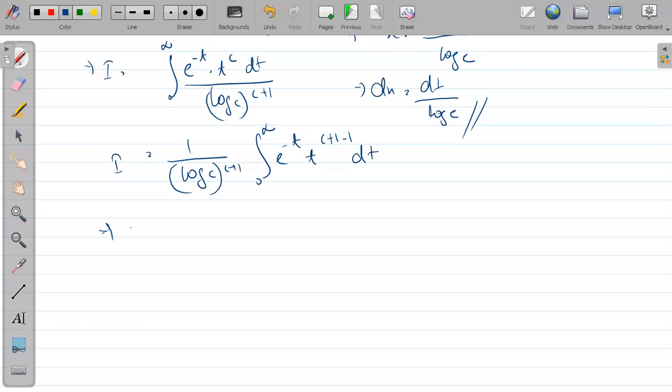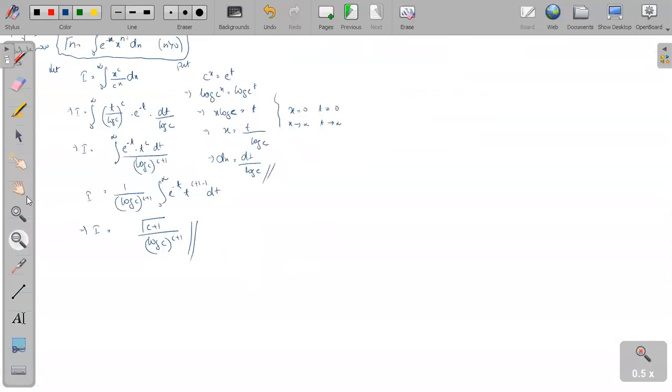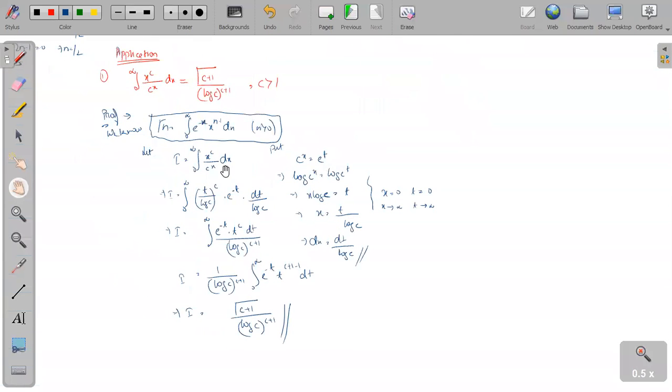So this I is nothing but, if you observe, gamma of c plus 1 upon log of c to the power c plus 1. See the definition? Hence proved.